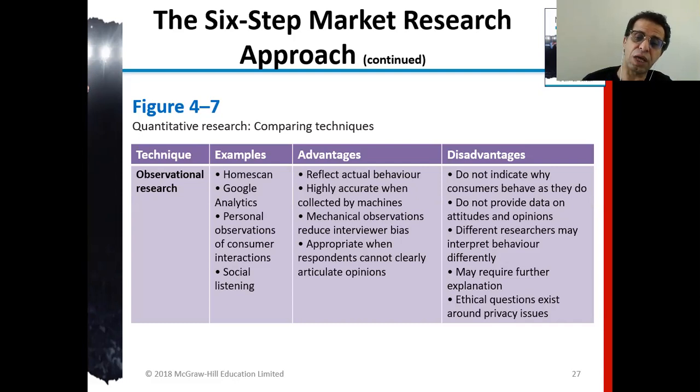The advantage of that is it can reflect the actual behavior of people. It is highly accurate when you collect it by machines, not by people who register it and might make mistakes. Mechanical observation reduces interviewer bias. Maybe the interviewer has some kind of bias, or the people being interviewed have some bias which could mislead you. It's also appropriate when respondents cannot clearly articulate their opinions.